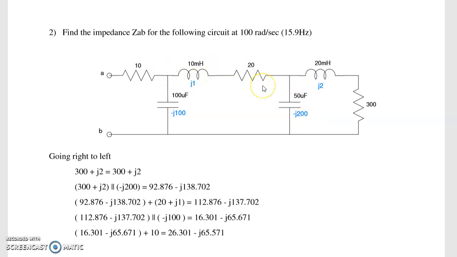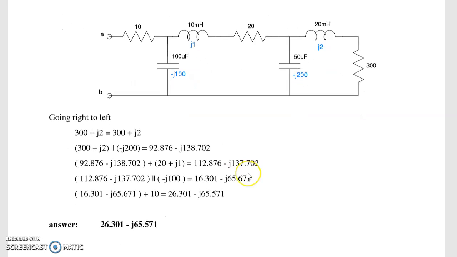In series, meaning add, 20 plus j1 gives you 112 minus j137, and in parallel with minus j100 gives you 16 minus j65, plus 10. This is where HP calculators are very useful. They can go through these calculations with ease. TIs kind of struggle.